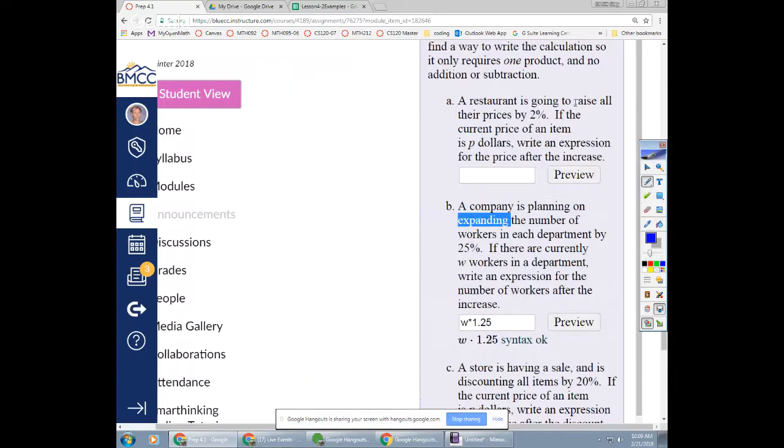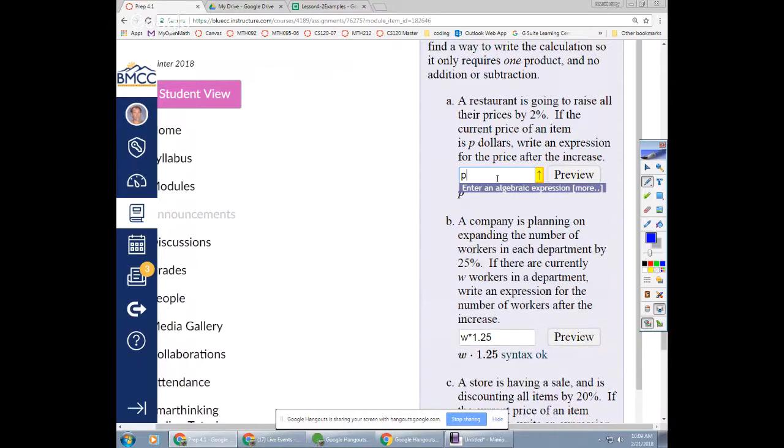This one up here says a restaurant's going to raise all their prices by 2%. So what do we multiply the current prices by to get the new prices if we're going up by 2%? 2% is a decimal as well, 0.02, and then I had to add that on to 1, so my multiplier, my new price is going to be 1.02. So that represents a 2% increase.